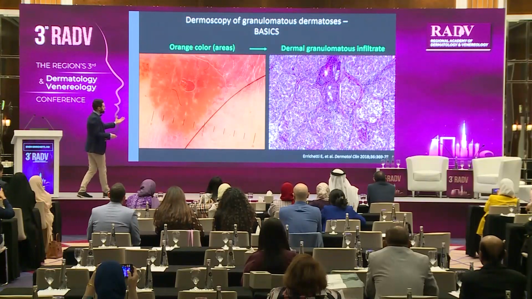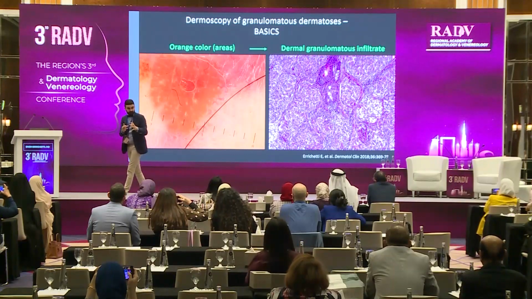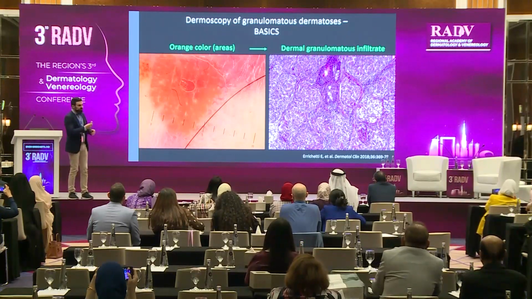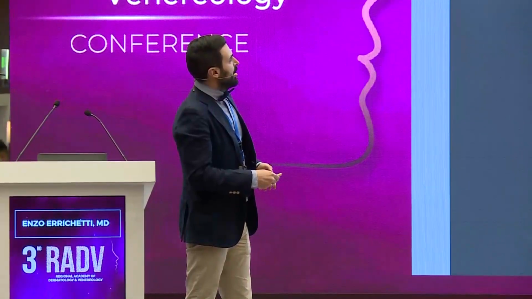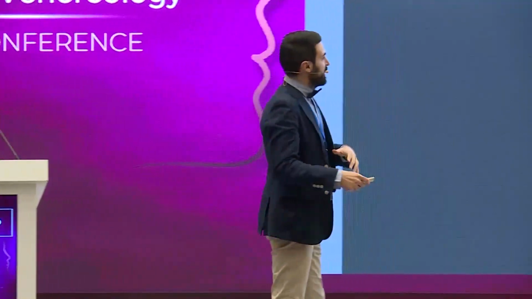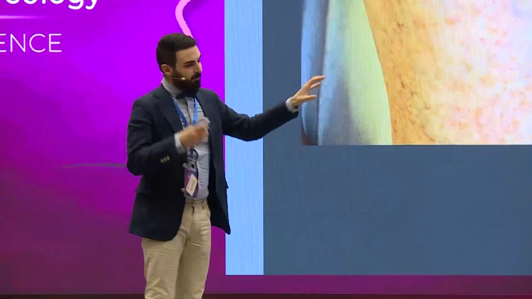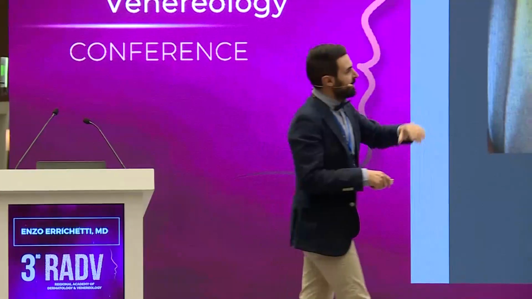The basics of granulomatous diseases, okay? We have orange because we have a very compact, dense cellular infiltrate in the dermis, okay? We can see orange even if we push a slide on the skin, on the lesion. Okay, great. The question now is, may dermoscopy help us distinguish the subtype of granulomatous condition? The answer is yes and no. We will see.